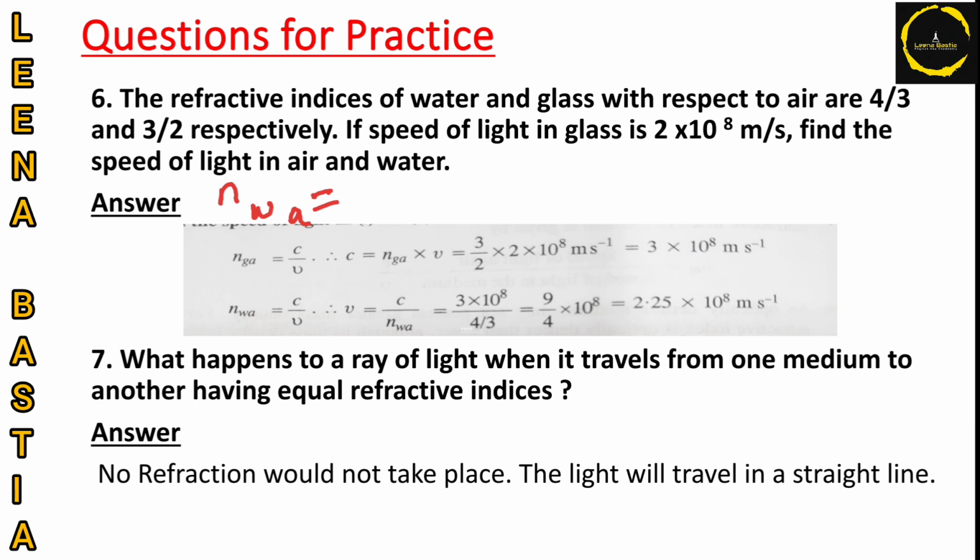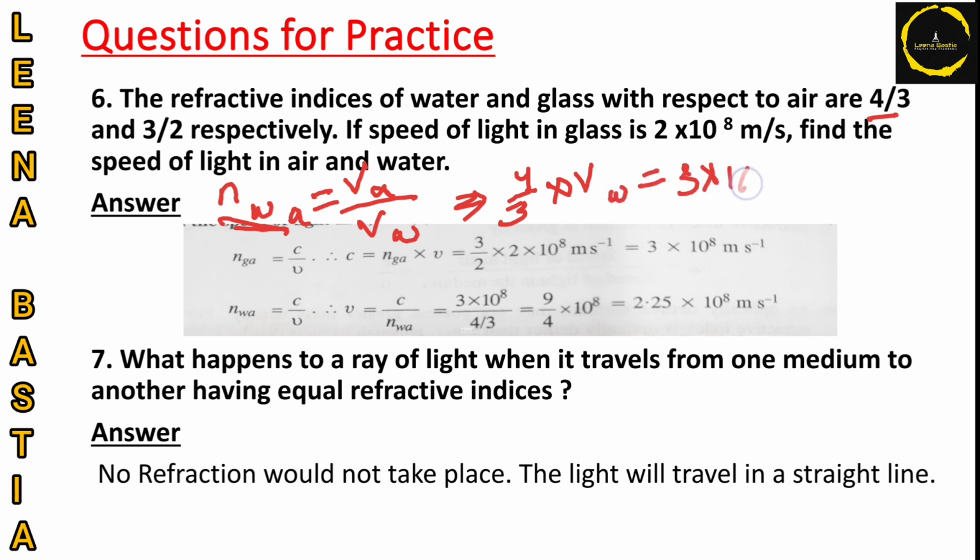So just write it for the velocity, Va by Vw. Which implies n_wa, which is given, is 4 by 3. Now Vw into 4 by 3 equals Va, which we just got, that is 3 into 10 to the power 8. Now just cross multiply it. If it comes to this side, this 4 by 3 you have to write as divided by 4 by 3. So 4 will be at the bottom and into 3. This becomes 9 by 4 into 10 to the power 8, or you can divide it and get the value like this.